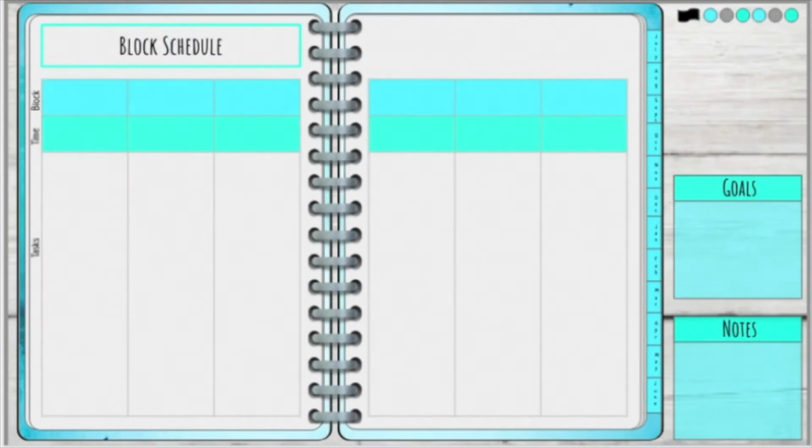After that is block scheduling. Here we have a place for the block title, the time, and then what you need to be doing during that time.